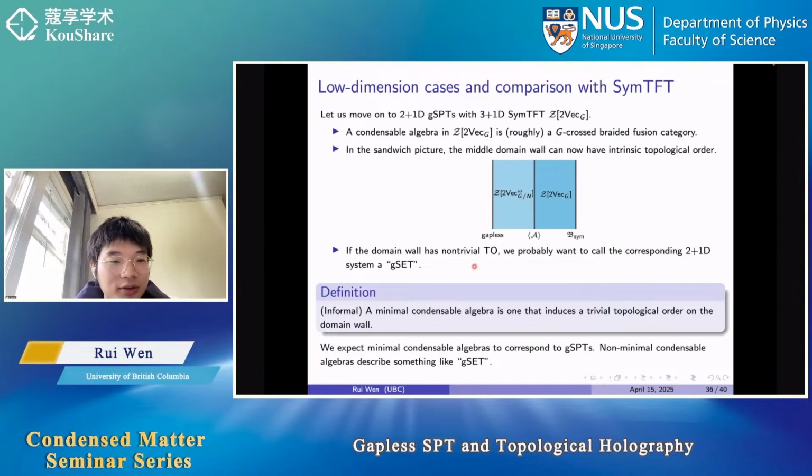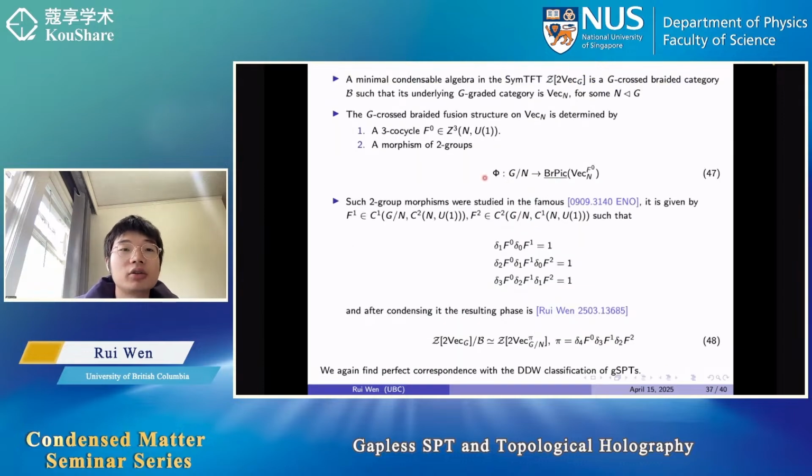So here's the definition where we don't want to have anyons in this system. A minimal condensable algebra is one that induces a trivial topological order on the domain wall. You can make this mathematically more rigorous, but this is the idea. So we expect minimal condensable algebras to correspond to gapless SPTs, and the non-minimal condensable algebras describe something like gapless SETs.